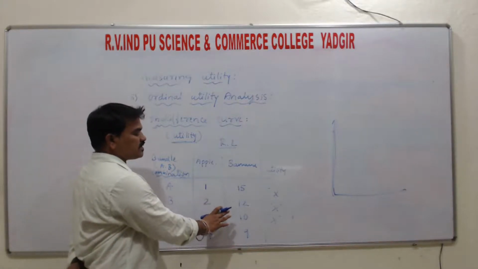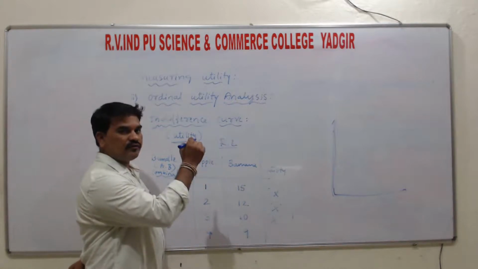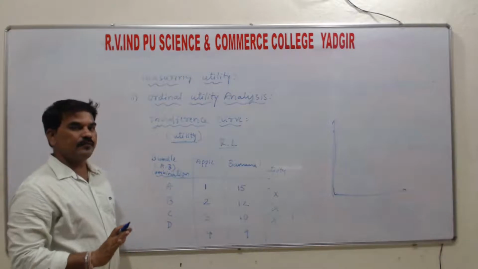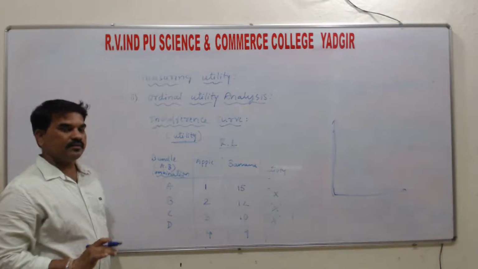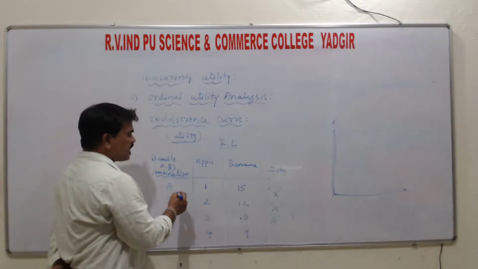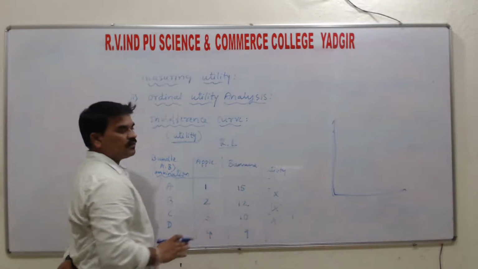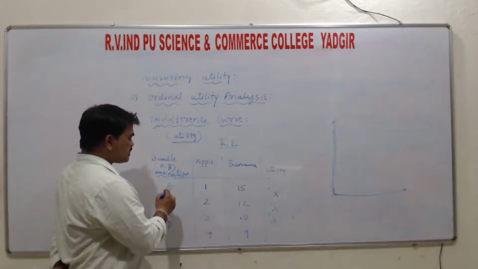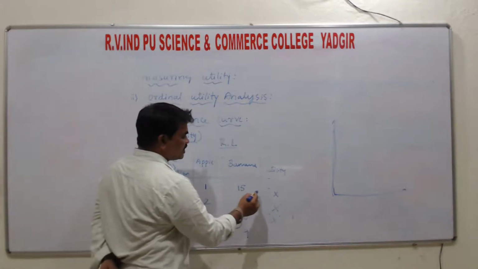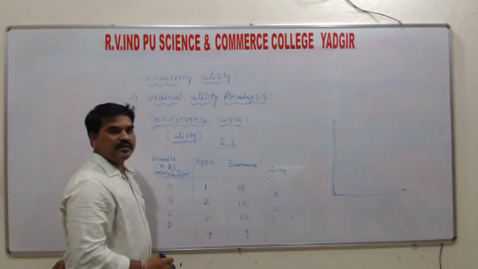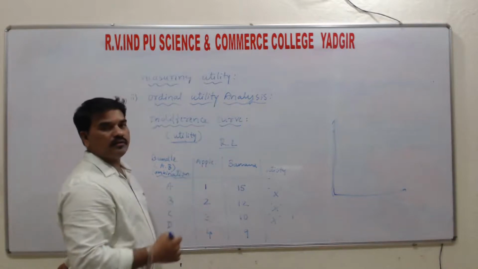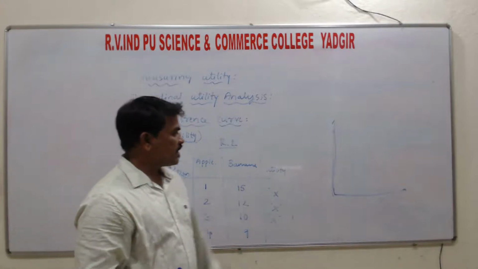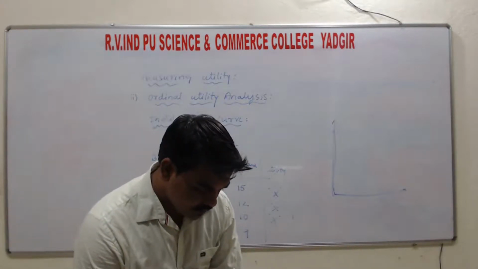Now, if you plot this data in a graph, the curve that you get, we will call it the indifference curve. Got it? It's simple. If you plot this data and get a curve where he is trying to find the combinations which give the same satisfaction level, that curve is what we call the indifference curve. Now we'll see how this curve looks.